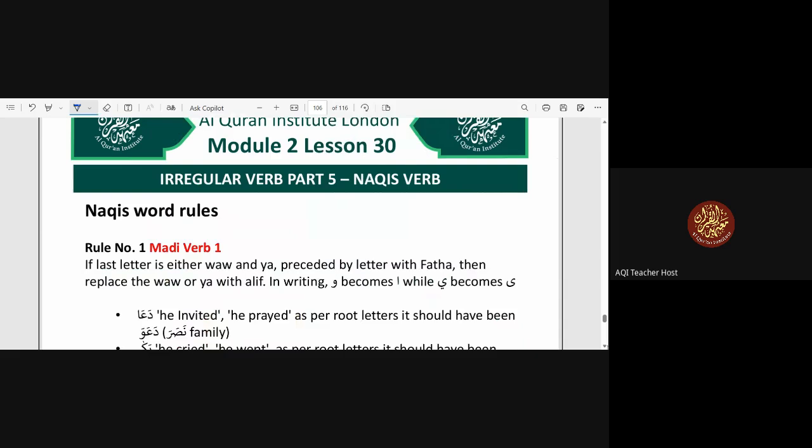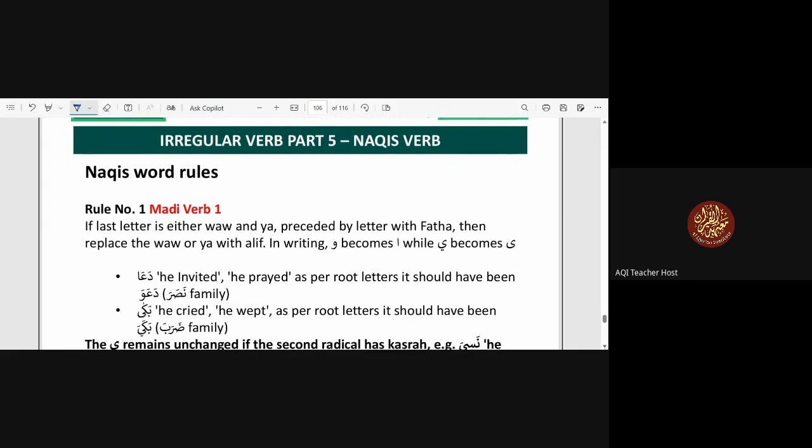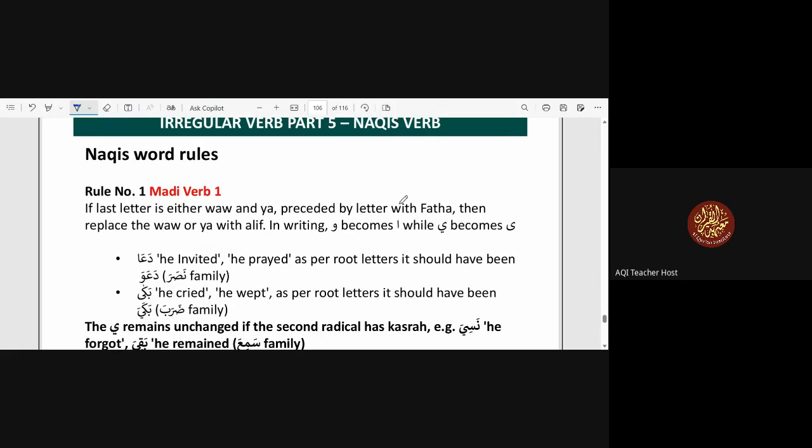Okay, so now we'll move on to lesson number 30, which is about the Naqis verb. And for the Naqis verb we have previously discussed that the harf illat, or the defective letters, appear in the third radical. So rule number 1, which is on the Madi verb. The rule says if the last letter is either waw or ya, preceded by a letter with fatha, then replace the waw or ya with alif. In writing, waw becomes alif and ya becomes ya without dots, or alif maksura.